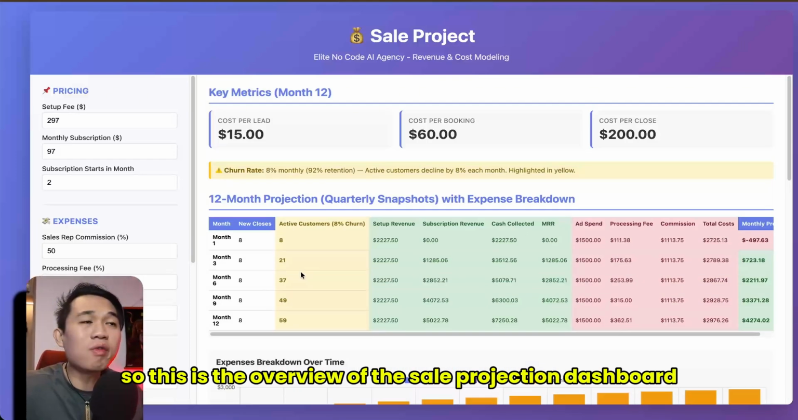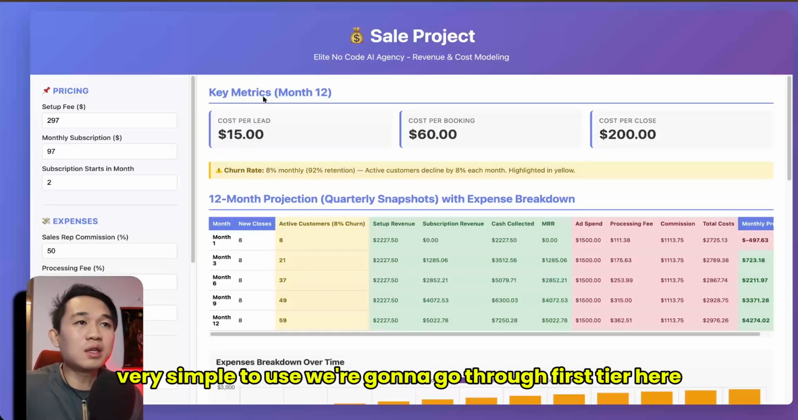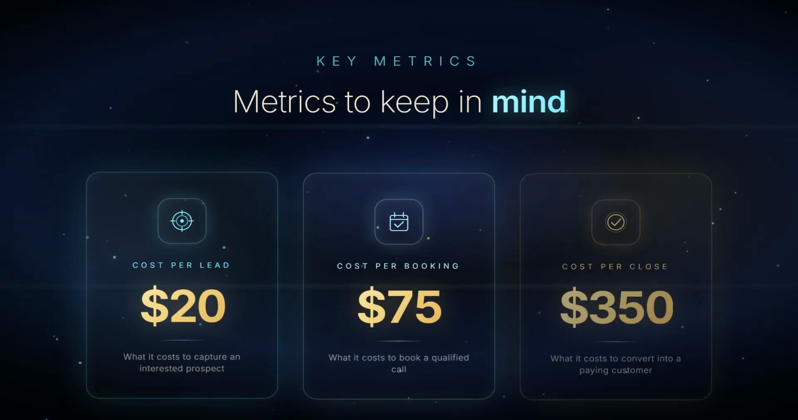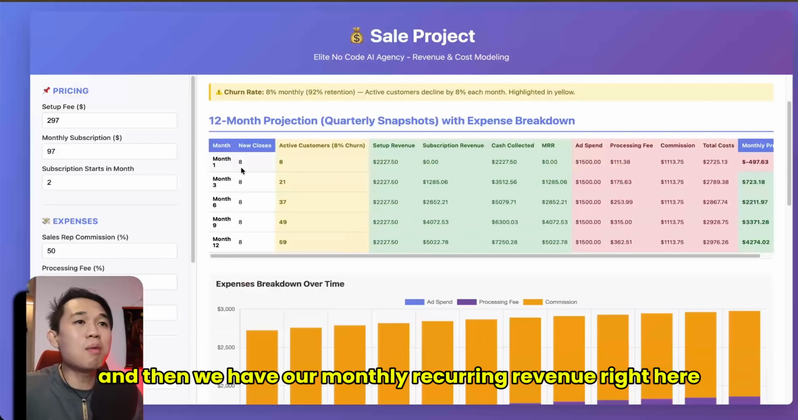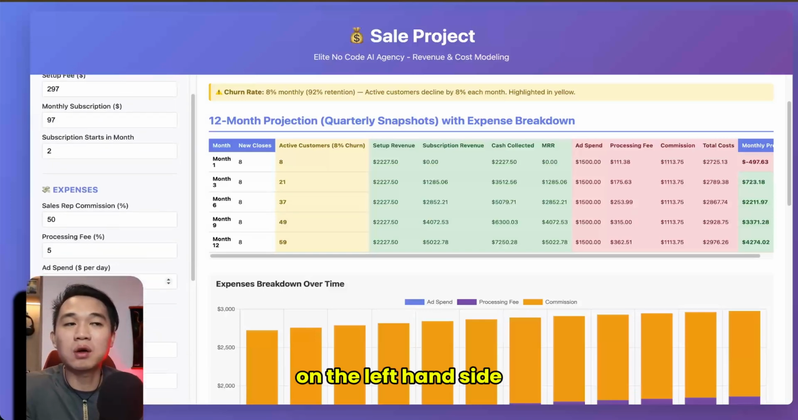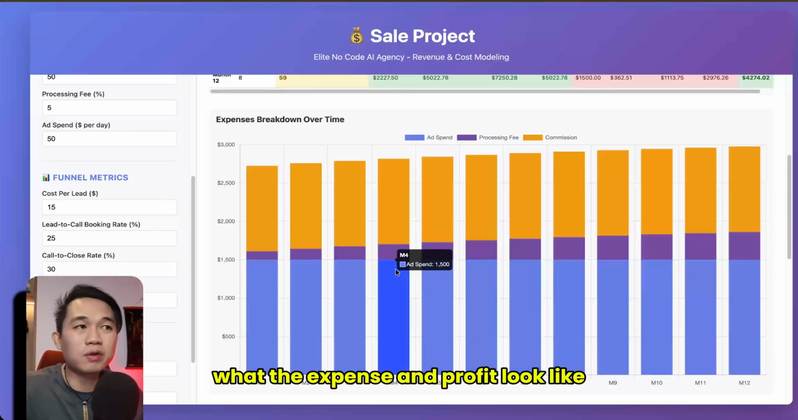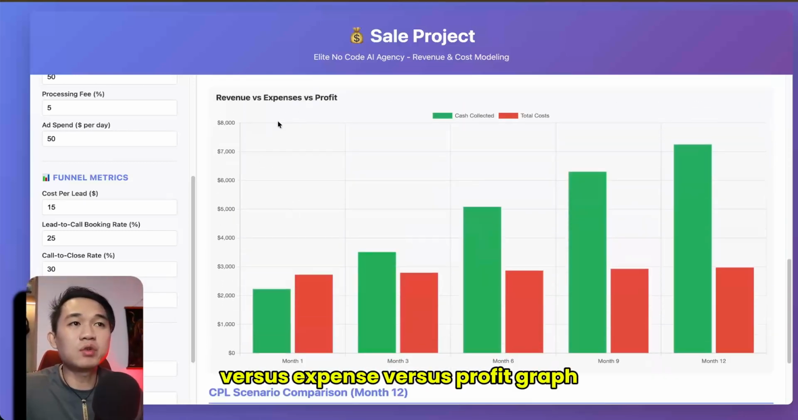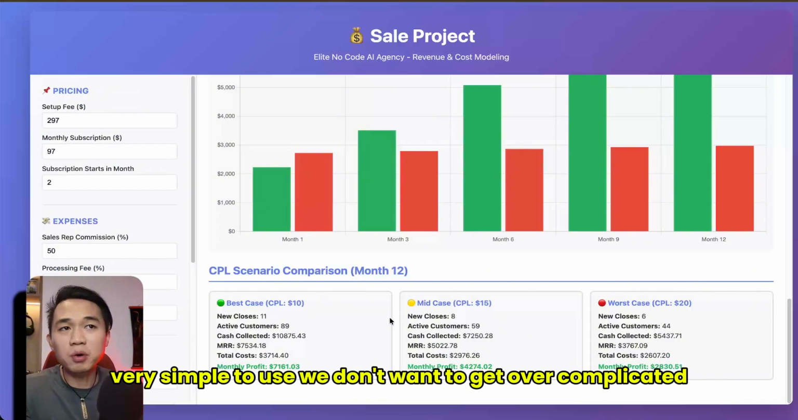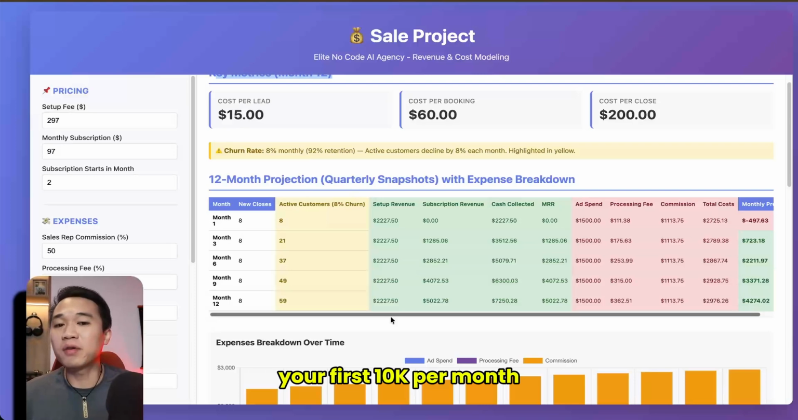So this is the overview of the sales projection dashboard. Very simple to use. We're going to go through the first tier here, which is a couple of key metrics we have to keep in mind: cost per lead, cost per booking, and cost per close. Then we have our monthly recurring revenue based on all of this input that we'll be putting on the left-hand side. Then we have a couple of graphs that show you visually what the expense and profit look like, and the revenue versus expense versus profit graph. And then we have best case and worst case scenarios here. Very simple to use. We don't want to get overcomplicated, especially for most of you who are trying to hit your first 10K per month.